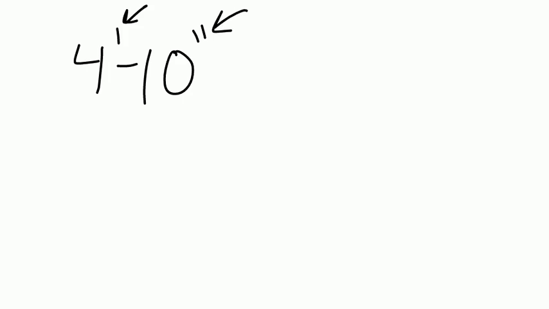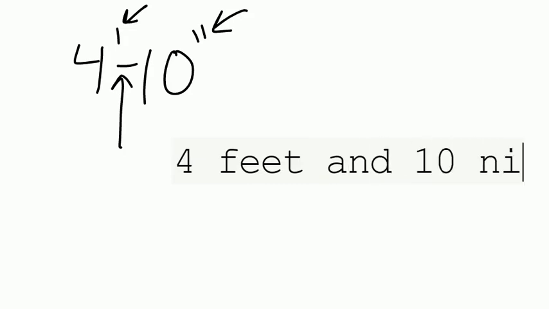So as you may recall from our previous module, let's say we have this measurement. This is 4 feet 10 inches. This single line designates feet. Double line designates inches. And this dash is not subtraction, but it means and. So if we were going to say this measurement out loud, then it would be 4 feet and 10 inches.